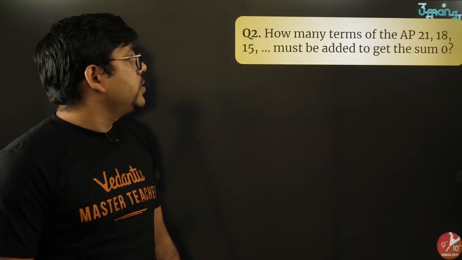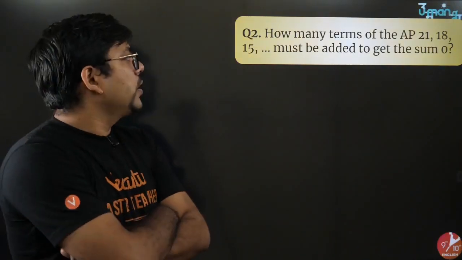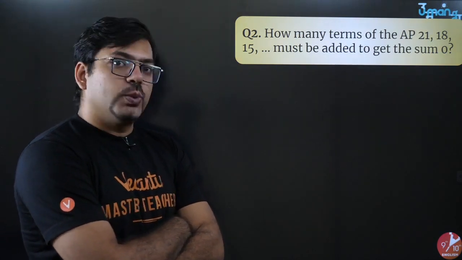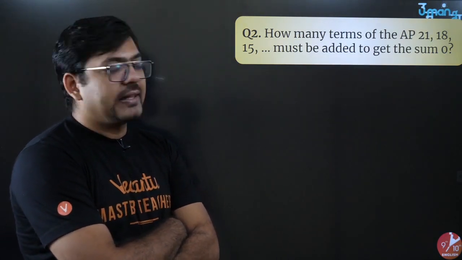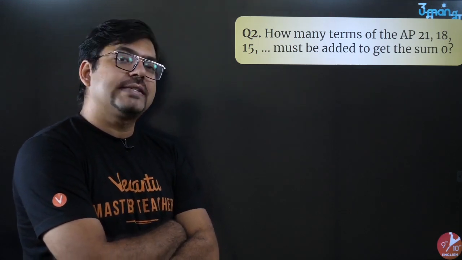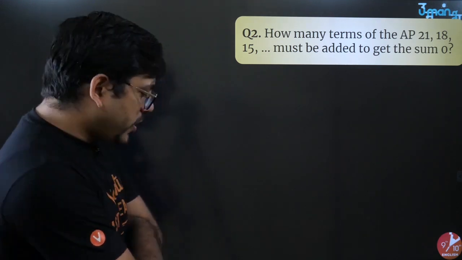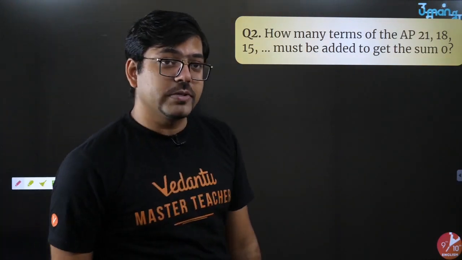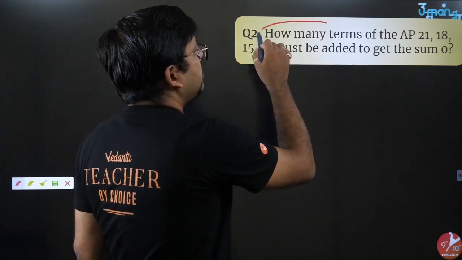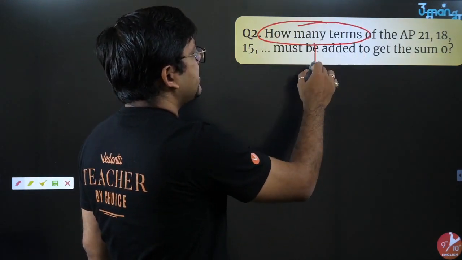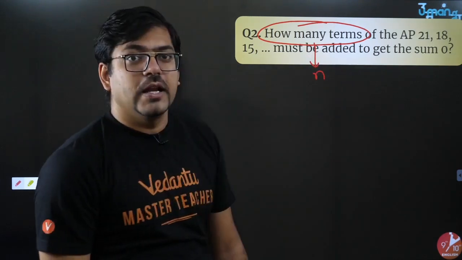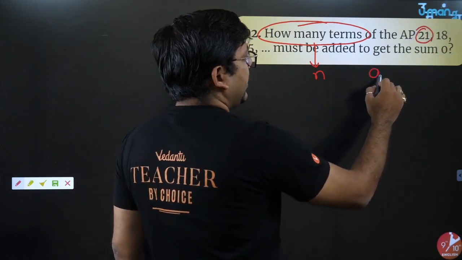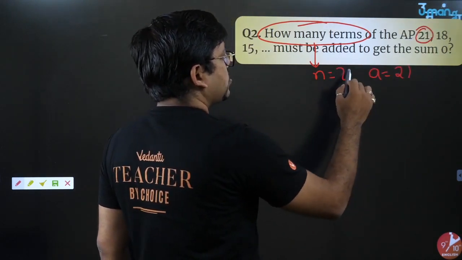Here we go for the next question. This next question talks about how many terms of this AP must be added to get the sum 0? Okay, so the question is asking how many terms should be added so that the sum should be equal to 0. Here please pay attention. The question is asking you not the sum of n terms, but how many terms. So how many terms simply means the question is asking you the value of n. And what all things are given? Very first, a is given to you. a is 21. n has to be found.